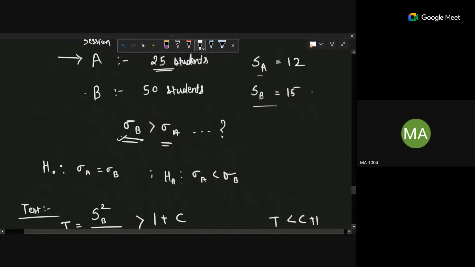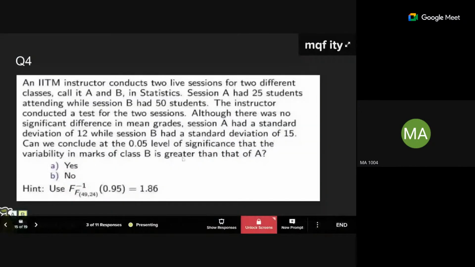Yeah, the question was about whether the variability in marks by session B is greater than that of session A or not. So we got to know that they are not different. Actually, the variability in marks by session B was not greater than the variability in session A. So the answer is no here.